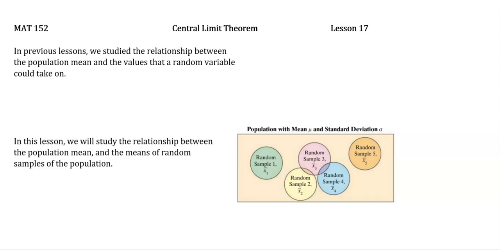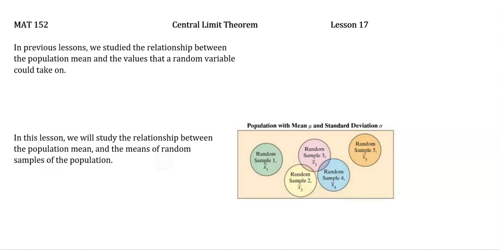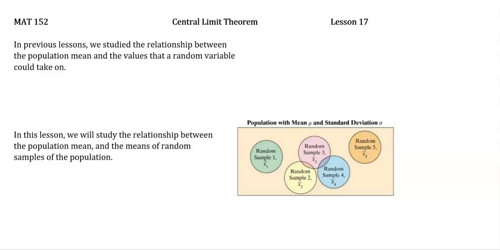The purpose of this first video for lesson 17 is to review what we have done, specifically in the last few lessons, and to tie it in with what we will be doing in this lesson. So what we did in the previous lessons is we studied the relationship between a population mean and the values that some random variable could take on. So we have looked at probability distributions.